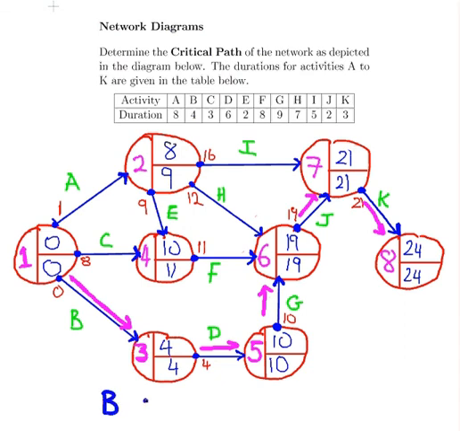And let's just write out the activities on the critical path. So it's B, D, G, J, and K. So that's the critical path. It's a long bit of work there, but it's pretty easy to get the hang of it. Anyway, that ends our presentation.